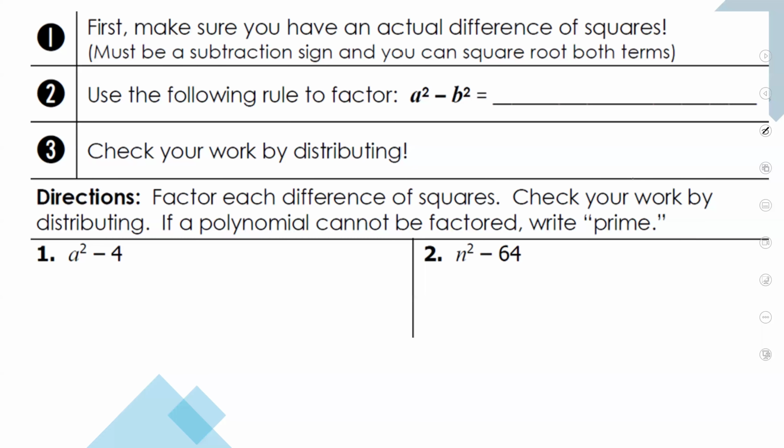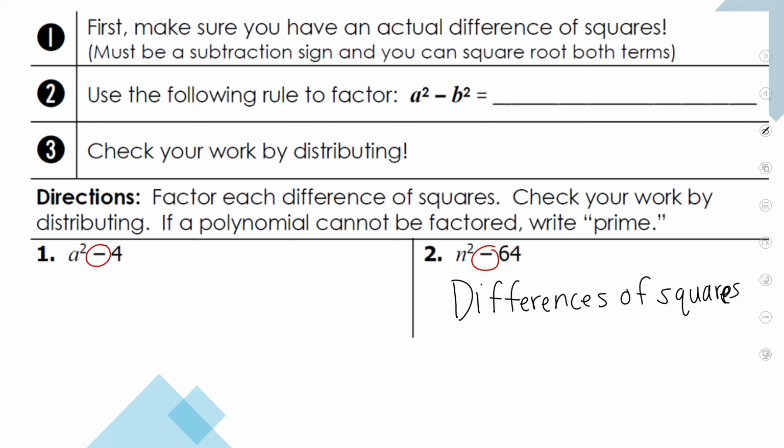Guys, this is called difference of squares. Okay, so first you need to make sure you actually have a difference. What does difference mean? Yes, a subtraction. So make sure you have a subtraction sign. Notice my two examples, we have subtraction signs. If you do not have a subtraction sign, this is not difference of squares, okay?